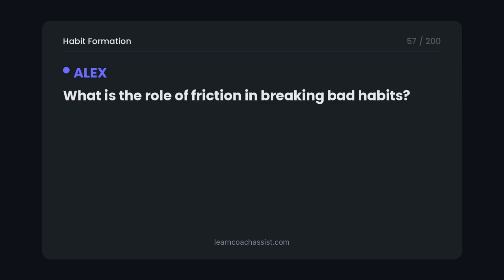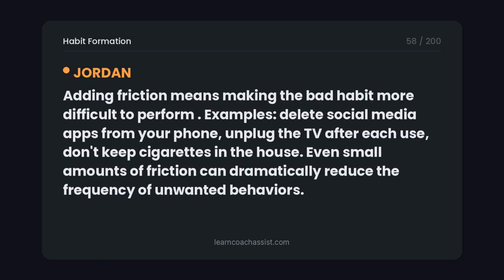What is the role of friction in breaking bad habits? Adding friction means making the bad habit more difficult to perform. Examples: delete social media apps from your phone, unplug the TV after each use, don't keep cigarettes in the house. Even small amounts of friction can dramatically reduce the frequency of unwanted behaviors.